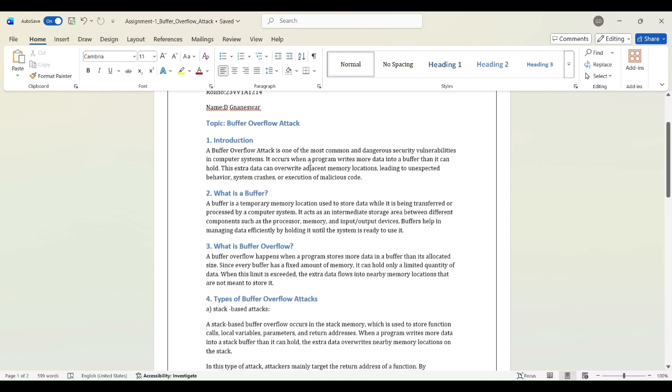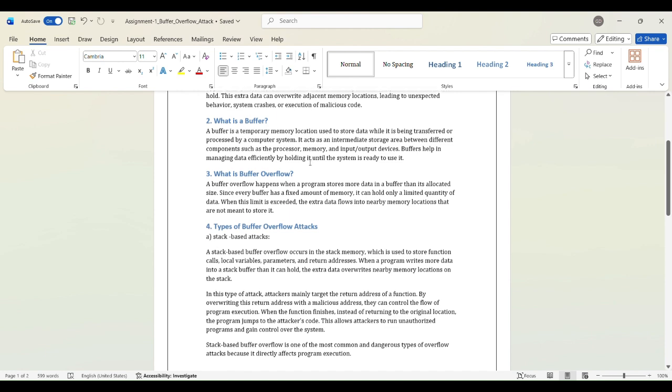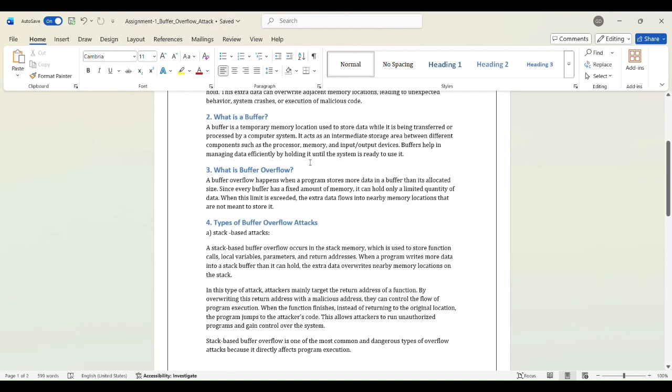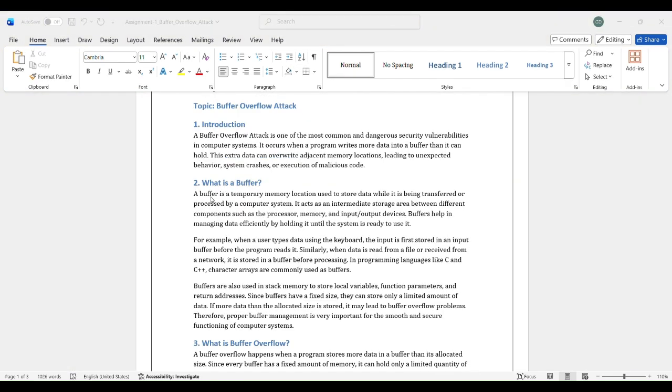2. What is a buffer? A buffer is a temporary memory location used to store data while it is being transferred or processed by a computer system. It acts as an intermediate storage area between different components, such as the processor, memory, and input-output devices. Buffers help in managing data efficiently by holding it until the system is ready to use it.